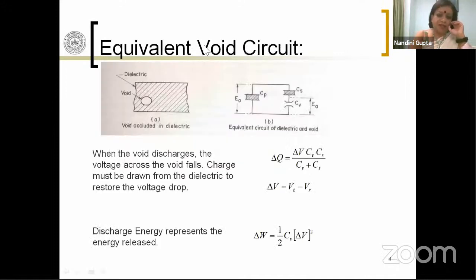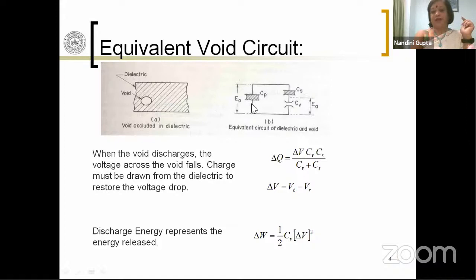So if you try to build an equivalent circuit for this void, you would have the capacitance of the void till the void breaks down. You would have a capacitance of the material which is in series with the void. Of course, you have material on top of the void as well as at the bottom of the void. Let's just lump them together and consider them as CS. So CS is the total capacitance of the solid dielectric material which is in series with the void, be it on the top or at the bottom.